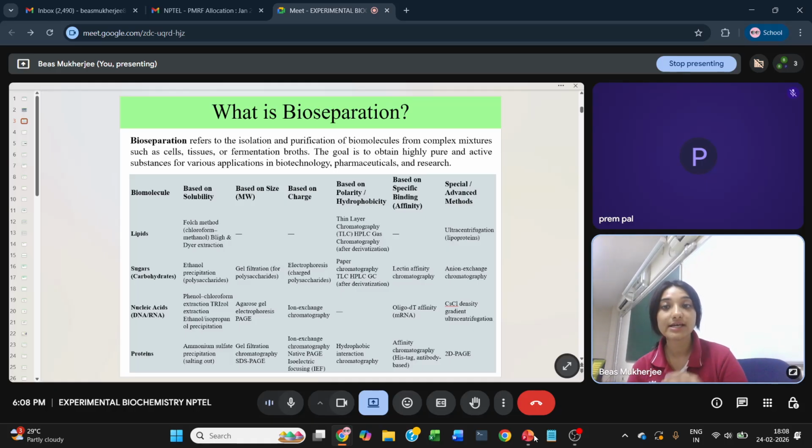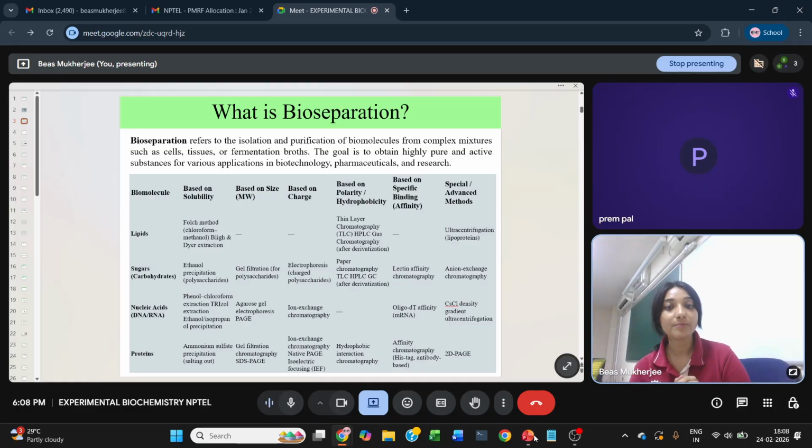The next one is separation based on molecular weight. Now you possibly already know this: agarose gel electrophoresis, which is done for nucleic acids, most very commonly done for nucleic acids. Next, based on charge, there is ion exchange chromatography. Then based on specific affinity.